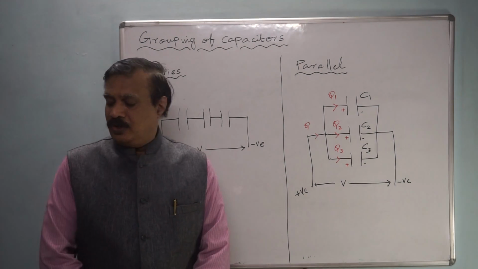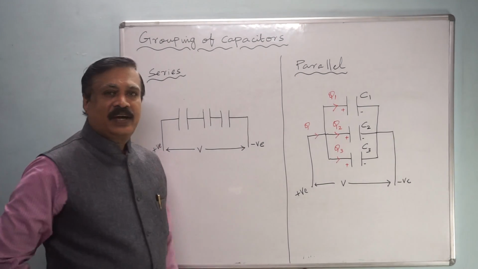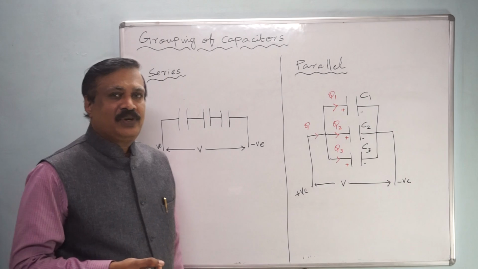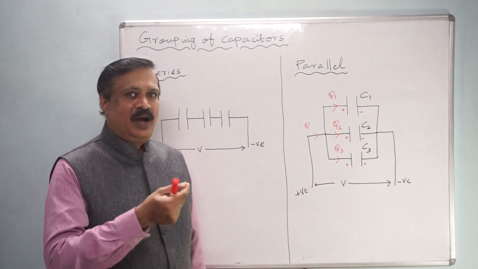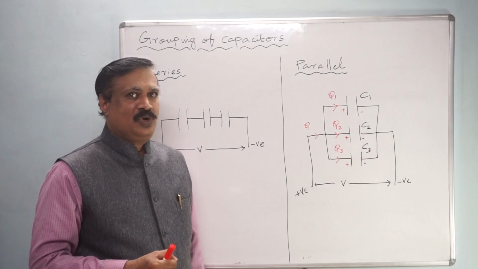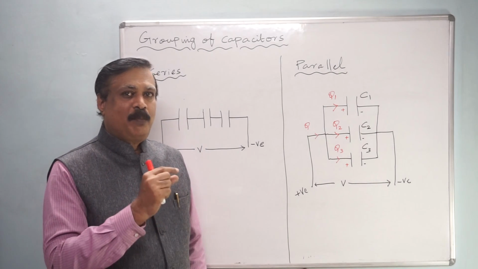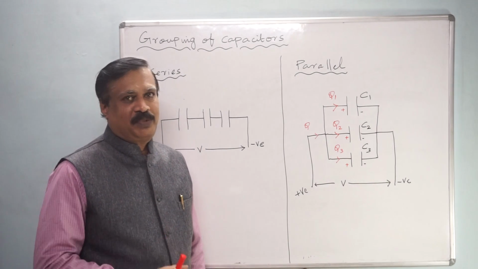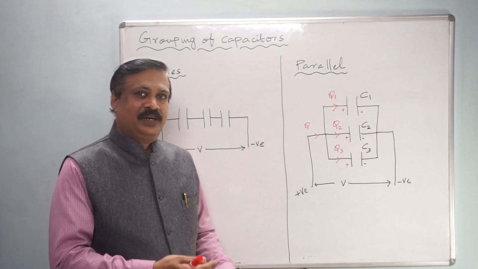Good morning. Today we are going to see how the capacitors are connected. Already we have seen what is meant by a capacitor, and we have seen the parallel plate capacitor and the spherical capacitor, and we have seen the formula for the capacitor also. Now when there are many capacitors and we want some particular value of capacitance, then what we have to do? We have to connect them in different ways.